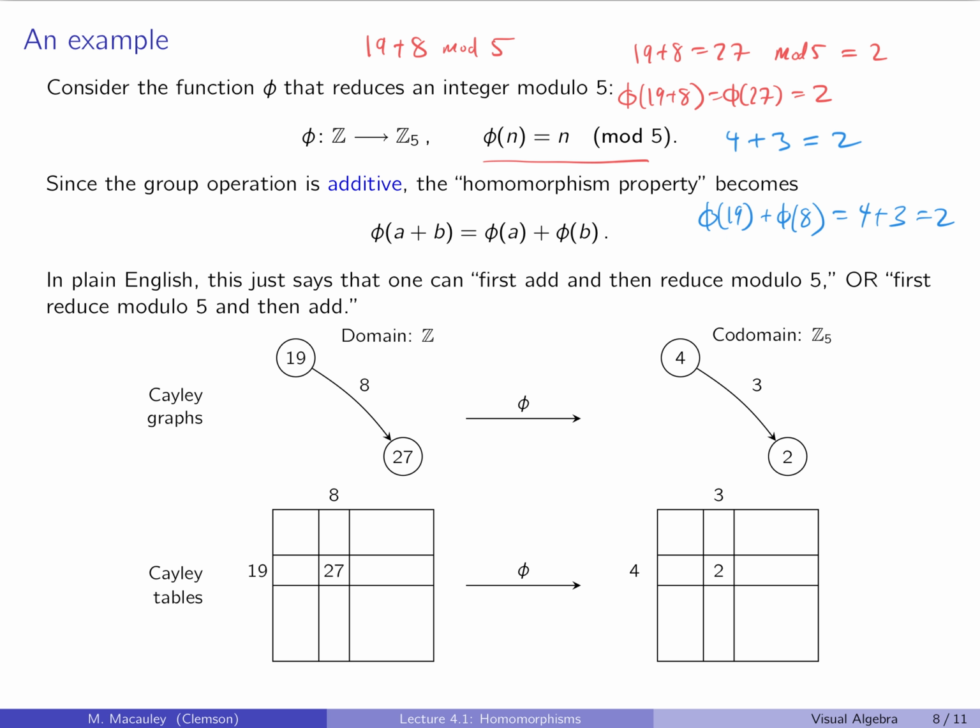Here's the interpretation in terms of Cayley graphs. 19 plus 8 equals 27. You apply phi. 4 plus 3 equals 2. And in terms of Cayley tables, 19 plus 8 equals 27. You apply phi. 4 plus 3 equals 2.